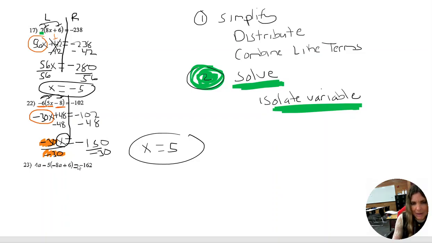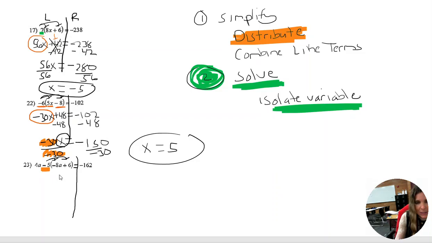Okay, so here is number 23. Remember, you're following along. You are writing down every step that I write down. Every step of the solving process is important for you to write down. Okay, so here we go. First thing we do is we check to see if there's anything that we need to distribute, which there is. Do you guys see this negative 5 right next to the parenthesis? We've got to distribute that to both terms inside the parenthesis.